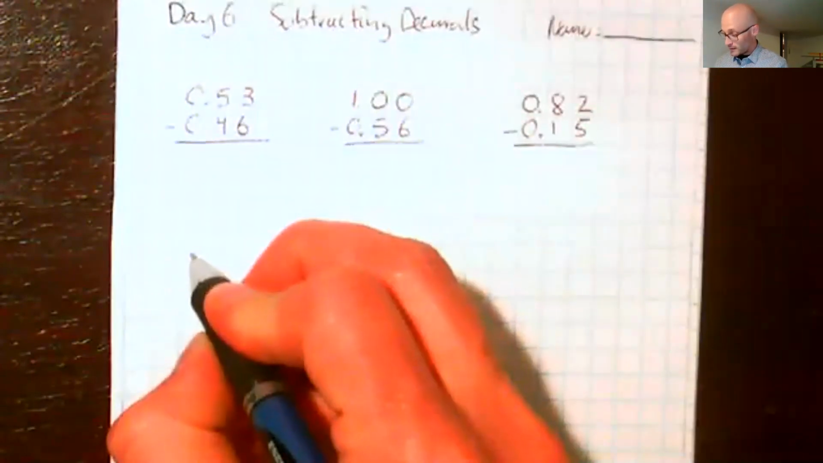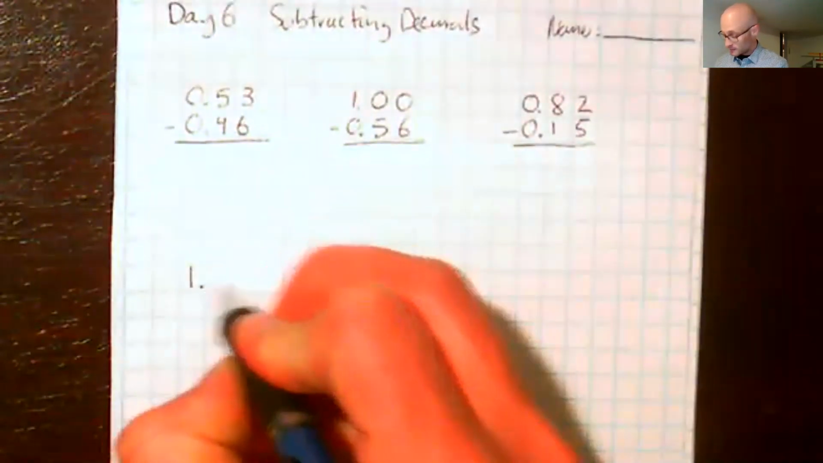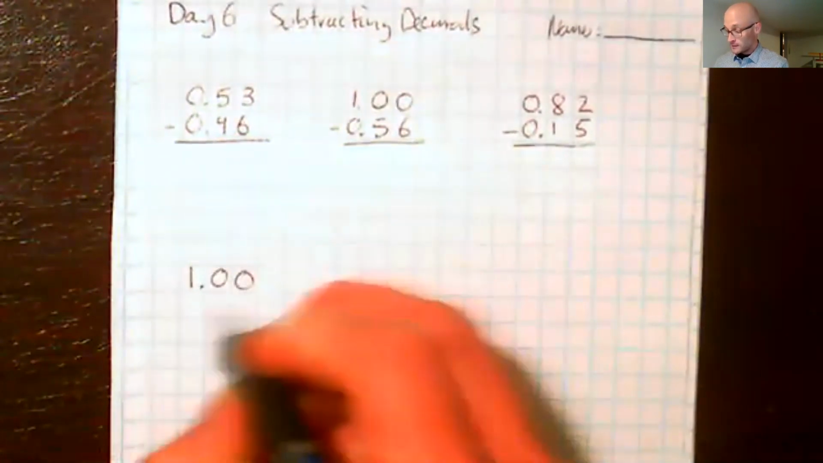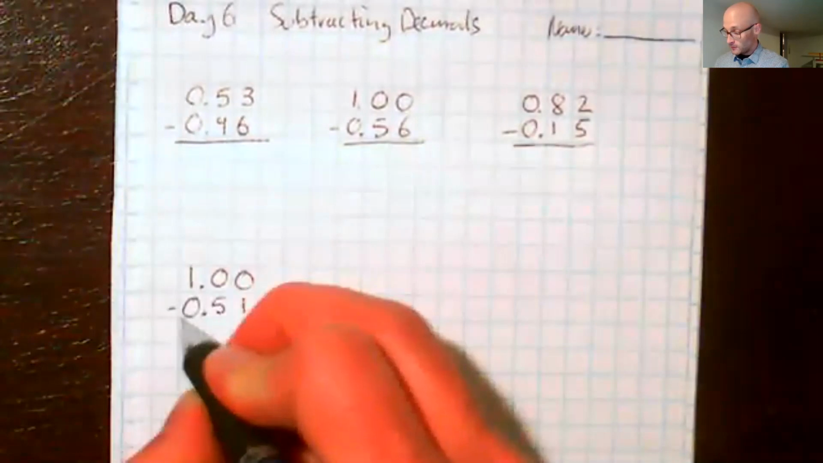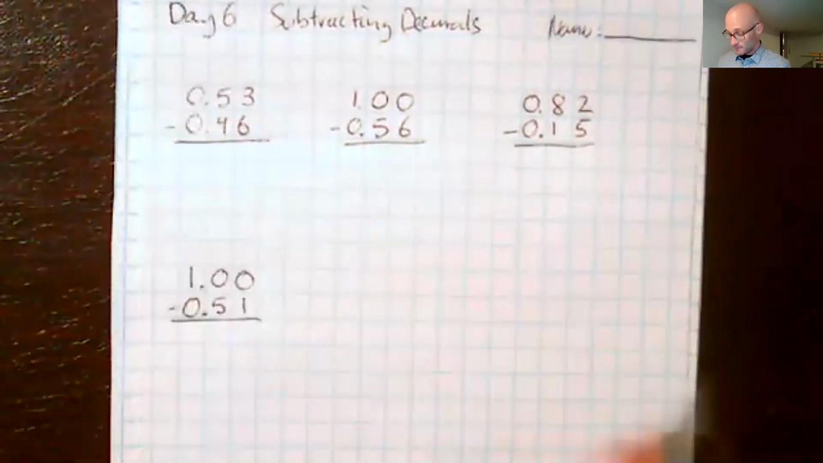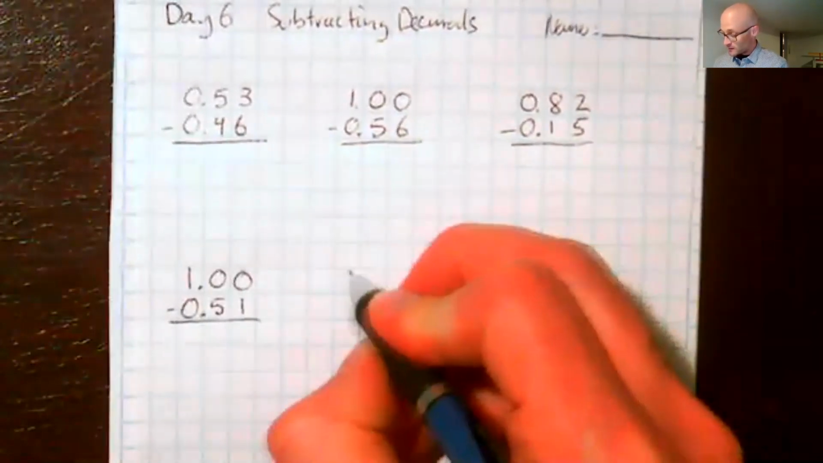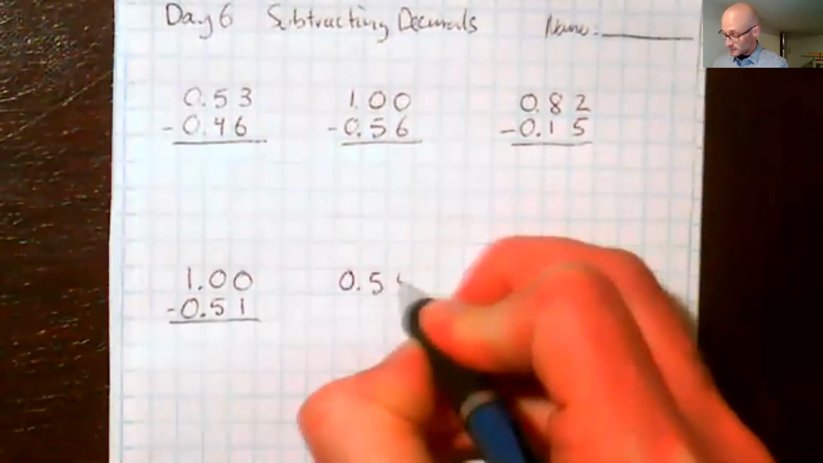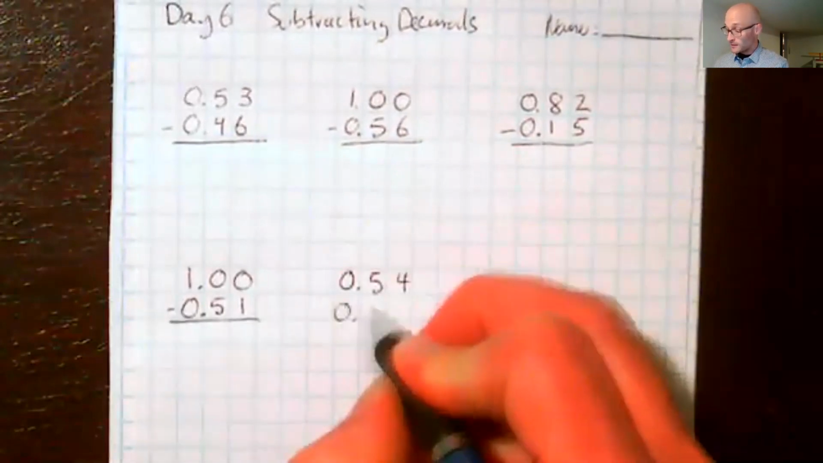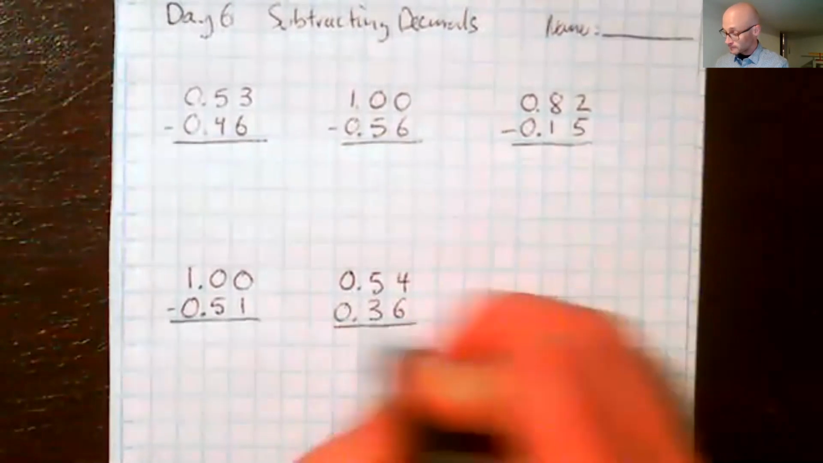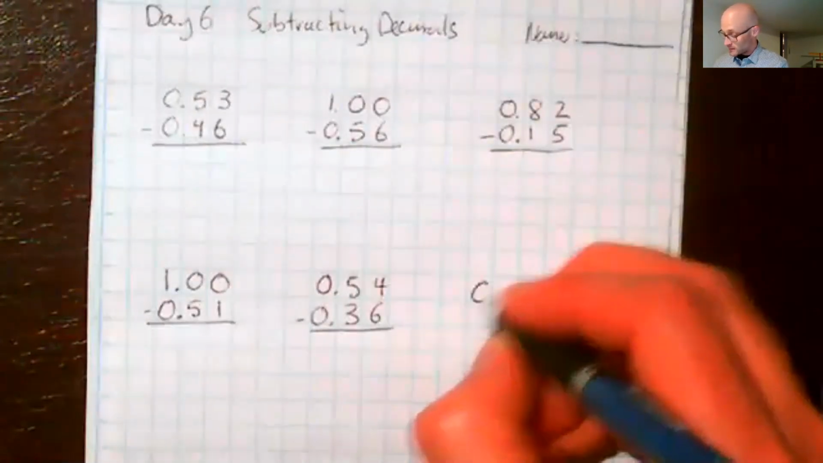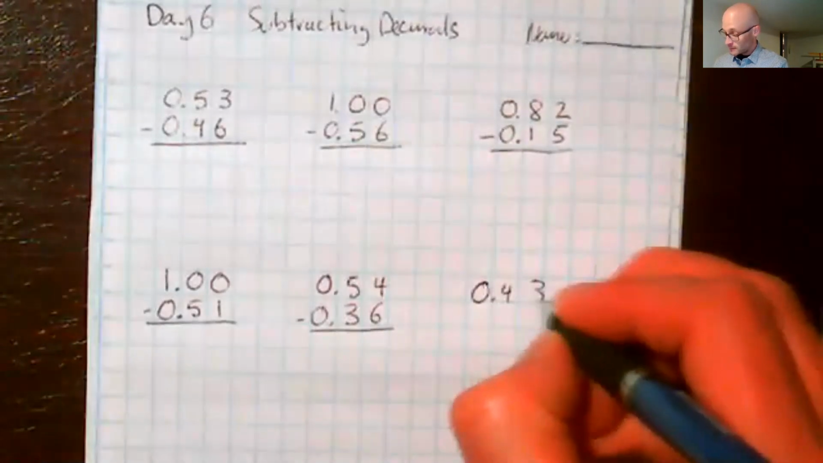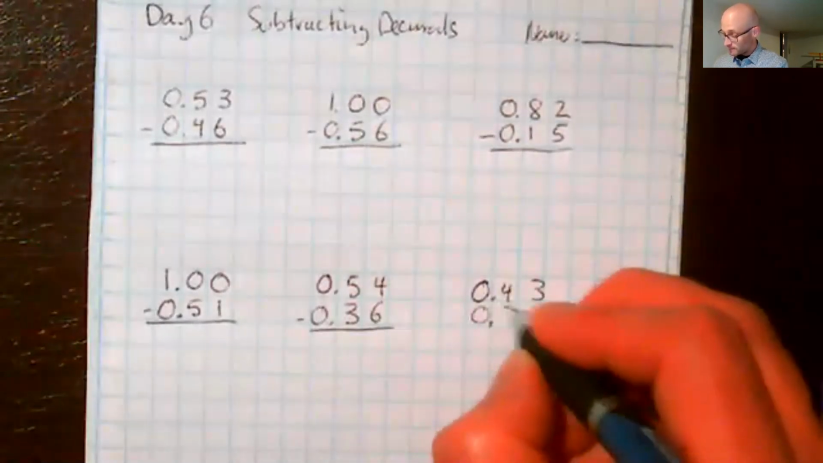This one will be $1. Take away 51 cents. I need to do some regrouping there. We'll talk about that in a second. 54 cents. Take away 36 cents, just like that. And 43 cents. Take away 38 cents.